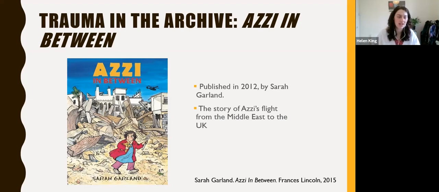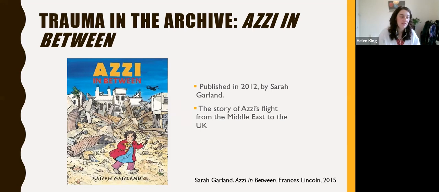The country of origin and the country where she arrives, it's never explicitly revealed where those countries are. So the reader is left to assume based on their own knowledge, based on what's currently happening in the world around them, and based on the illustrations. You're meant to make assumptions about where this may be.